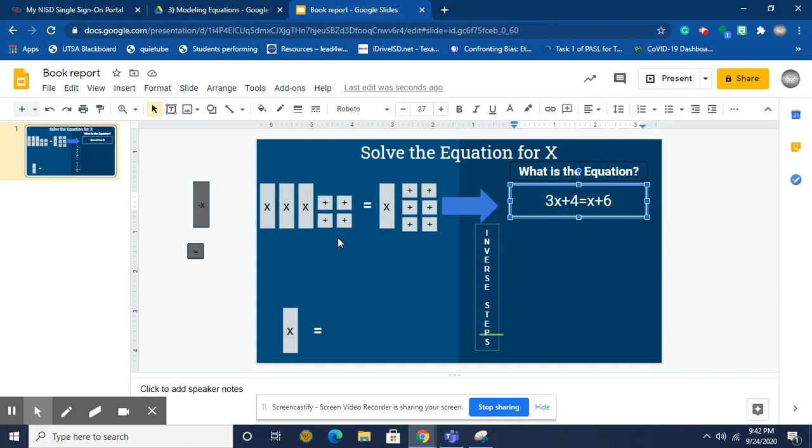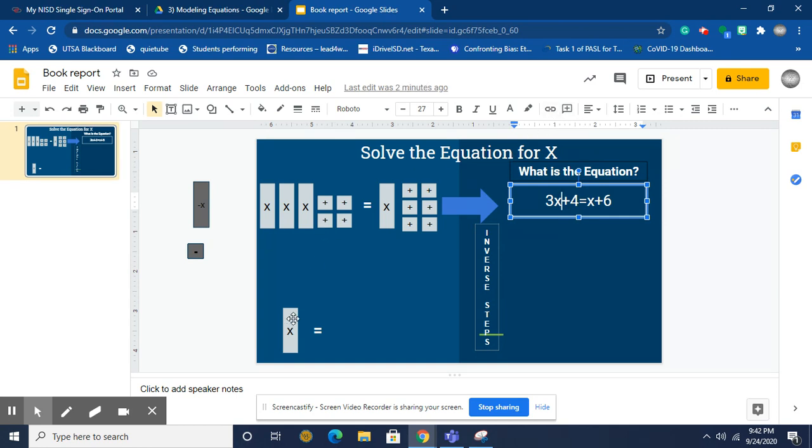Okay? So when I have an equation, remember, I'm always solving for one variable. I want that one variable. In this case, I want to know what this one x is worth. The same thing with this equation over here, right? We want to know what the value of x is to make this true. So let's look at what we would do with the model first.